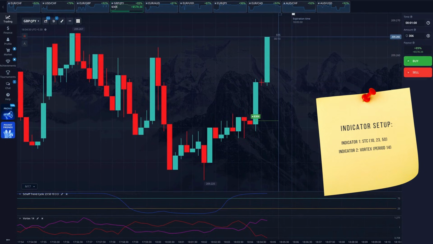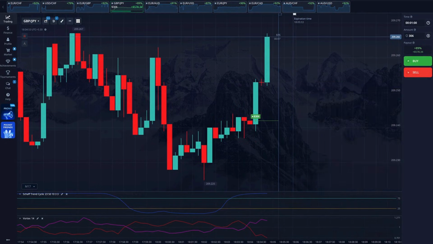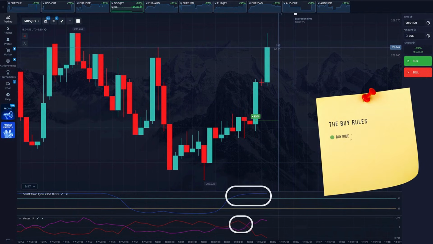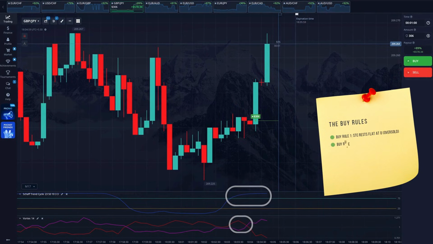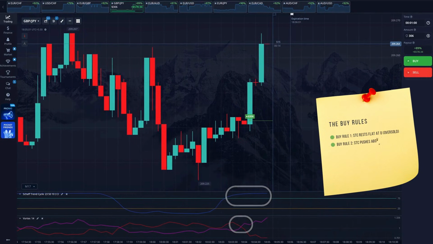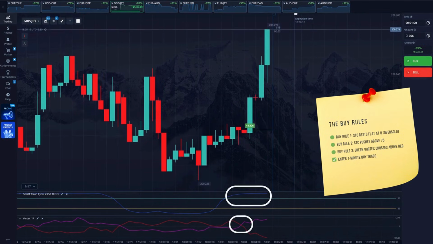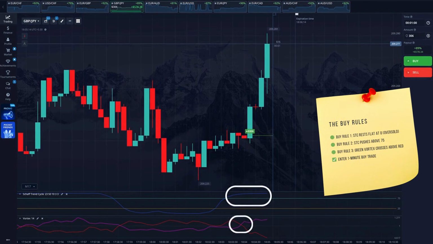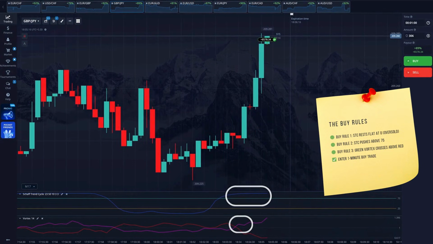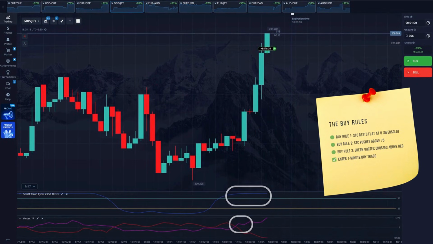Here is exactly how the cycle detector algorithm works. When we are looking for a buy setup, we want to watch that STC line very closely. First, we need to see the line resting flat at the 0 level, which is our oversold zone. Once it breaks out of that flat zone and pushes up past the 75 level, immediately look down at your Vortex indicator. At that exact moment, the green Vortex line must be crossing above the red line. When both of those conditions line up perfectly, that is your signal to enter a 1-minute buy trade.